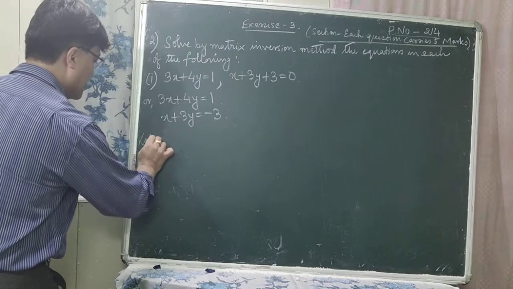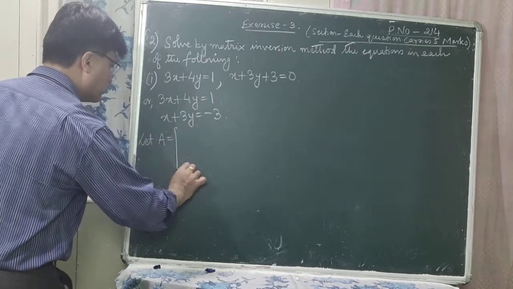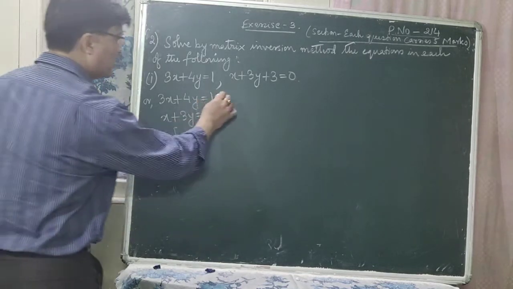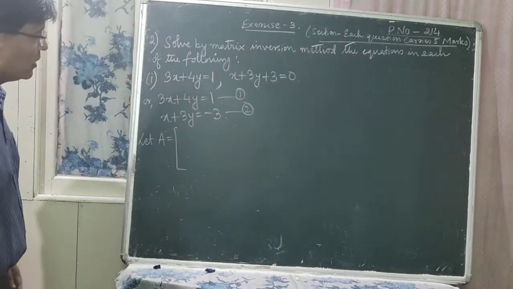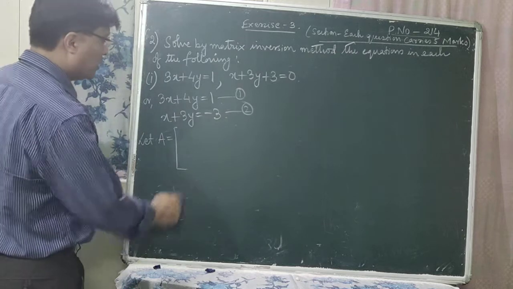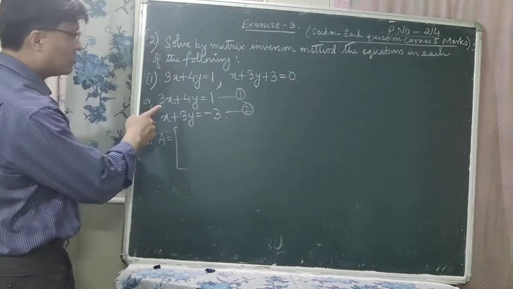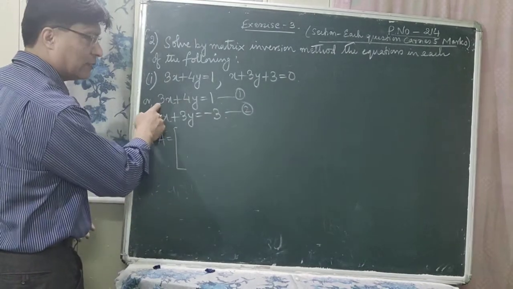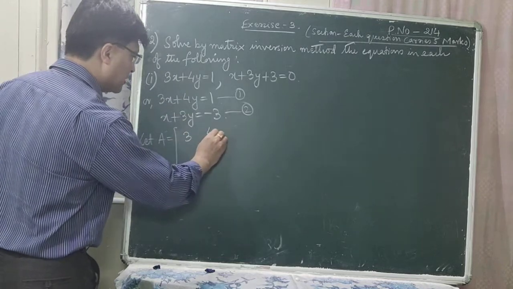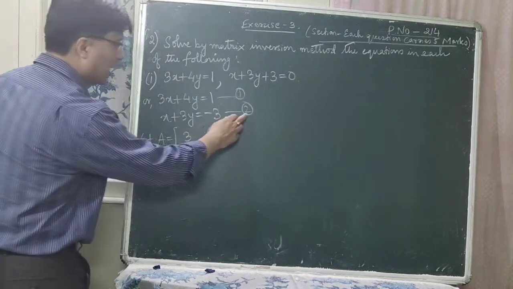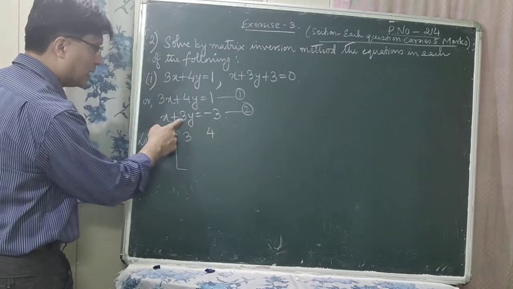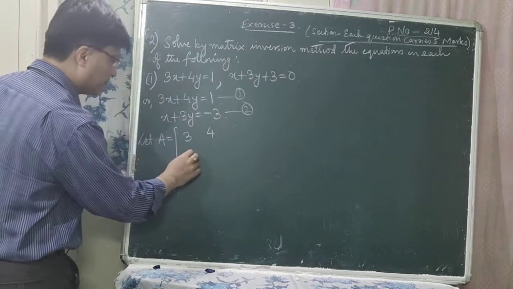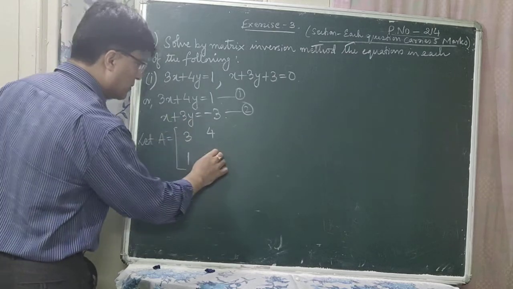Let capital A be equal to, we have to write down the coefficients of x and y. Suppose this is equation 1 and this is equation 2. Now from equation 1, in the first row, you have to write down the coefficients of x and y. That is 3 and 4. So you should write here 3 and 4 in the first row. And in the second equation, what are the coefficients of x and y? It is 1 and 3. The coefficient of x is 1 here, and the coefficient of y here is 3.